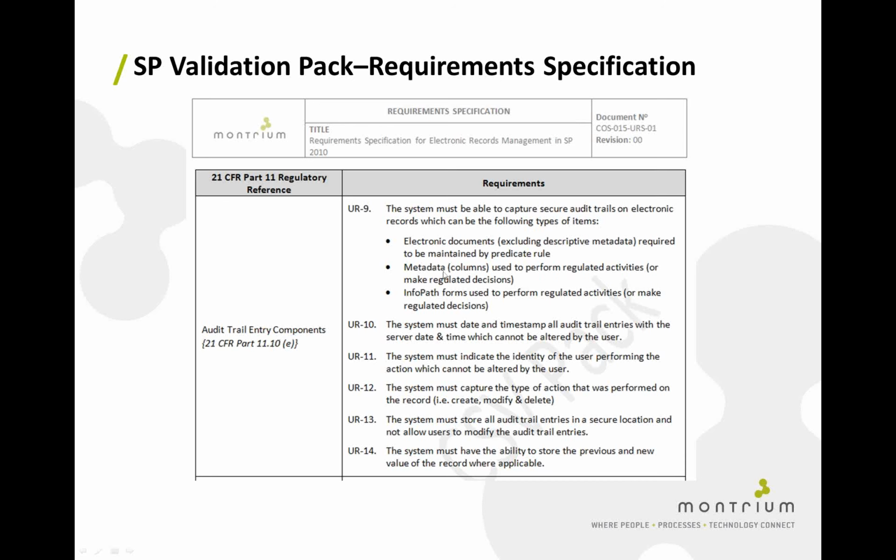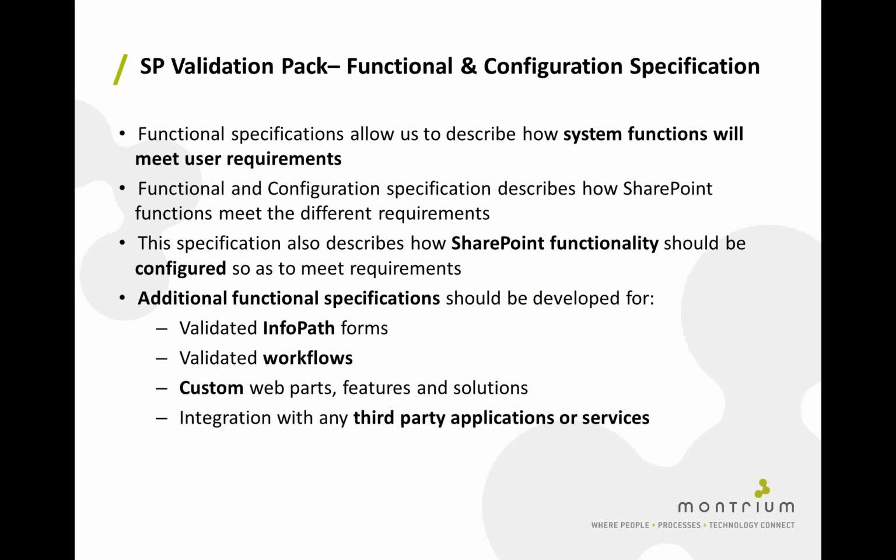We can see that the system must date and timestamp all audit trail entries with the server date and time, which cannot be altered by the user. That's one element of us being able to implement a Part 11 compliant audit trail. You can see it's very specific, very concise and measurable. Once we have our user requirement specification, the next document we need to produce is the functional and configuration specification. This allows us to describe how the system functions will meet user requirements.